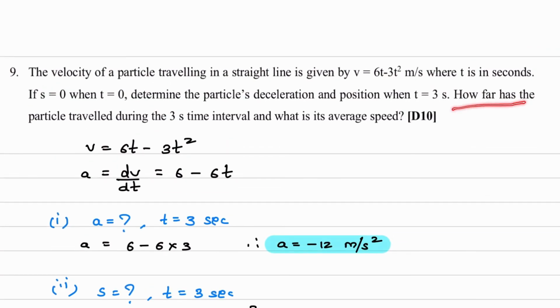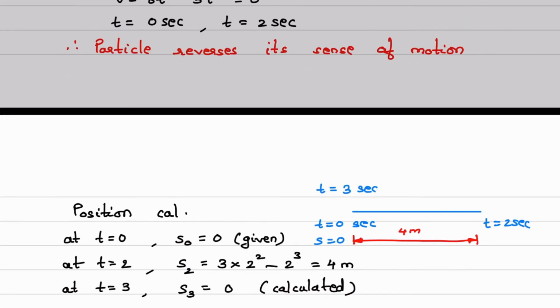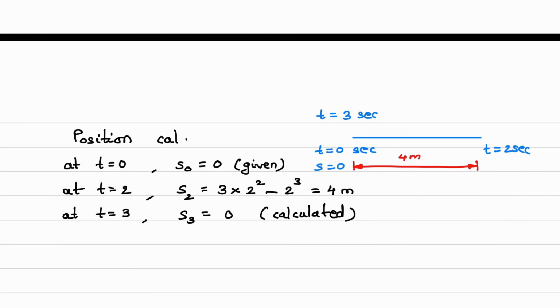How far has the particle traveled during the 3 second time interval? Okay, so we have to calculate the total distance. So what will be that distance? If we start from this point, what will be the total distance? It will be 4 plus 4. It is moving in this direction and then changing direction, and again it will travel 4 meter.